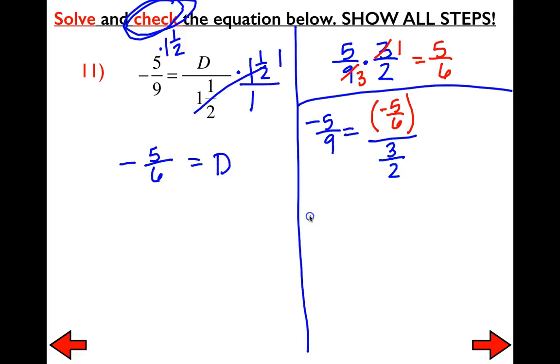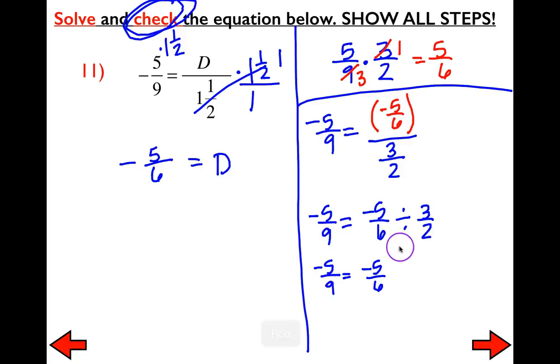So here I'm going to go ahead and put negative 5/9. I'm going to translate this to negative 5/6 divided by, because again, remember, fractions mean division, divided by 3/2. So I'm going to go ahead and put negative 5/9 equals negative 5/6. I'm going to change this division to multiplication. Then I got to take the reciprocal of the second fraction, leaving me with 2/3.